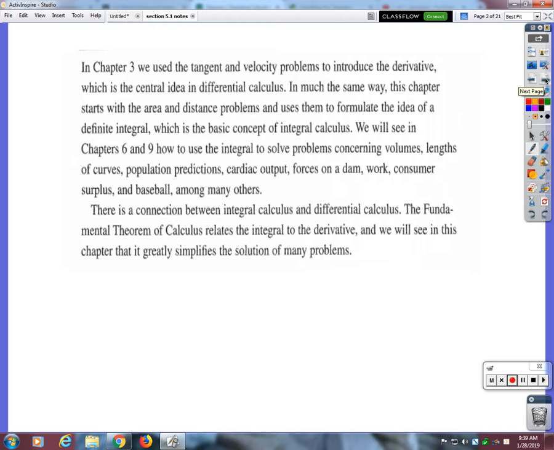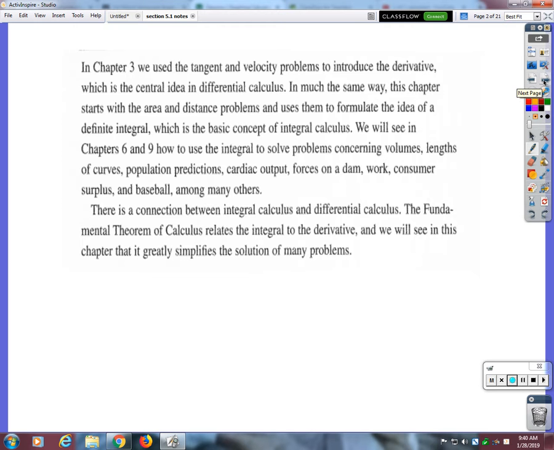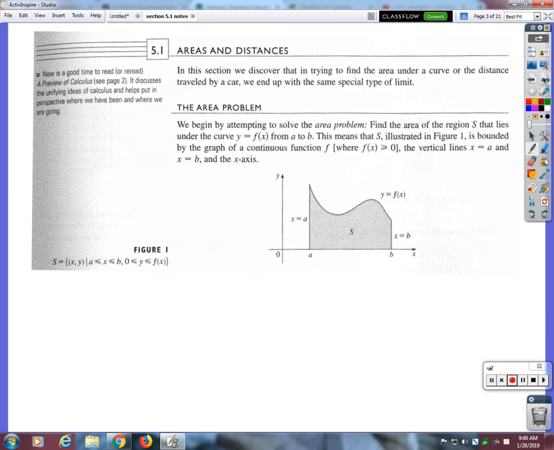The first 4 chapters were about derivatives. That's called differential calculus. Now we're going to be tackling something called integrals. Hopefully not surprisingly, this is referred to as integral calculus. Those are the 2 main parts of the class. There is, Maddie, a connection between integral calculus and differential calculus. It's called the fundamental theorem of calculus. We'll get there in this chapter later on.